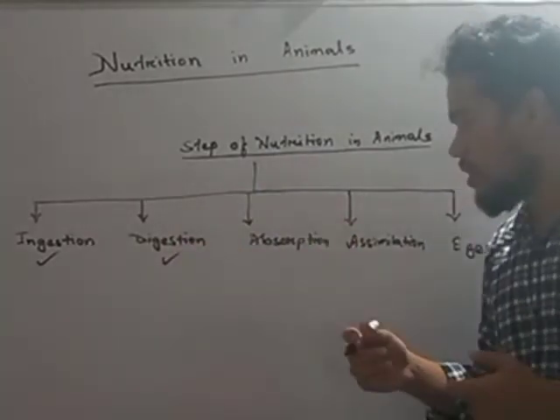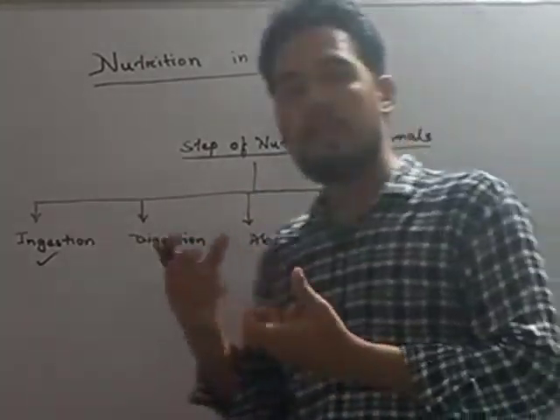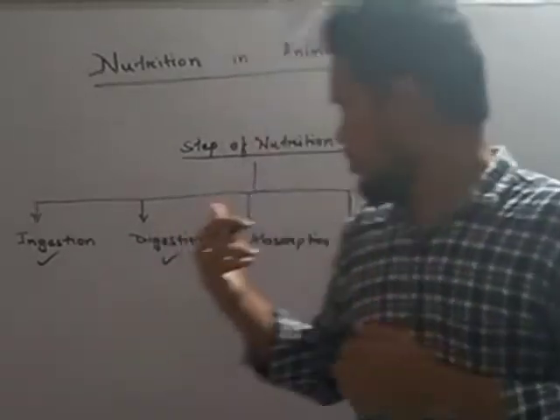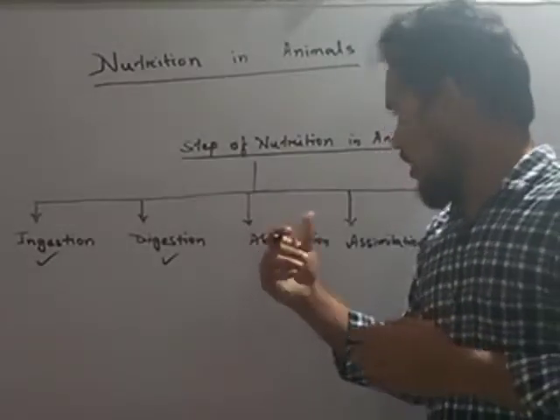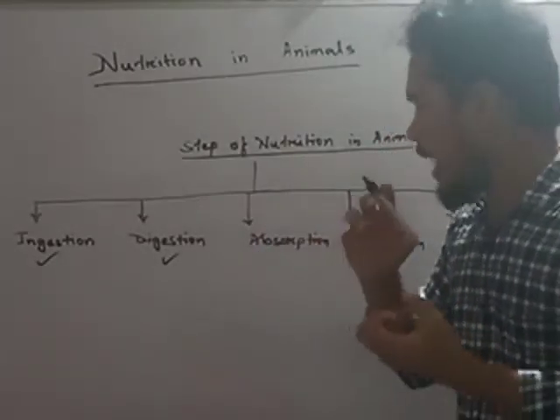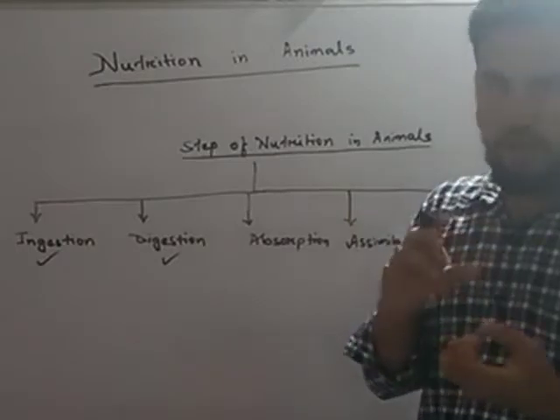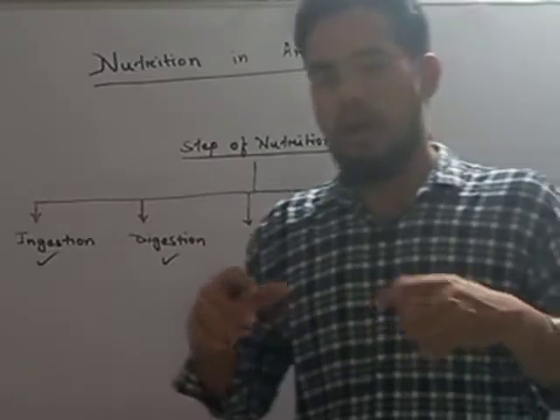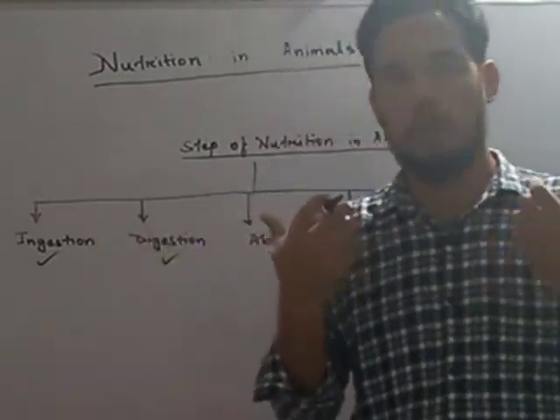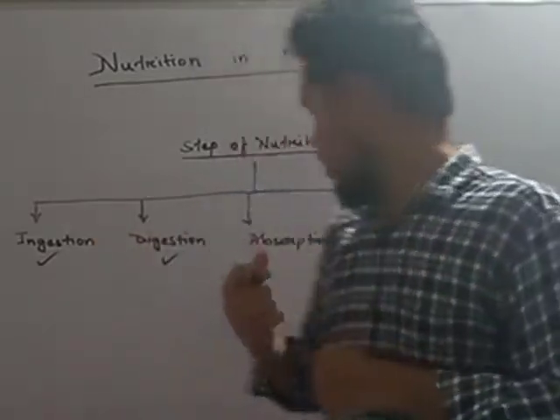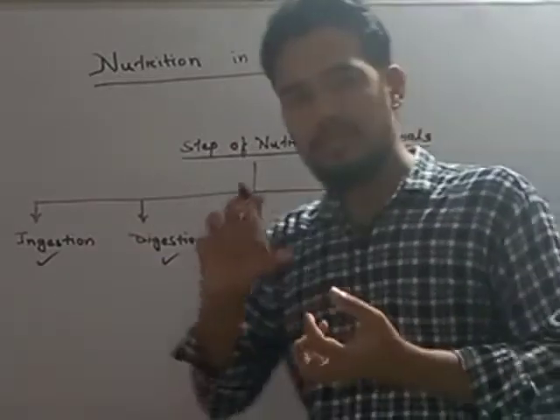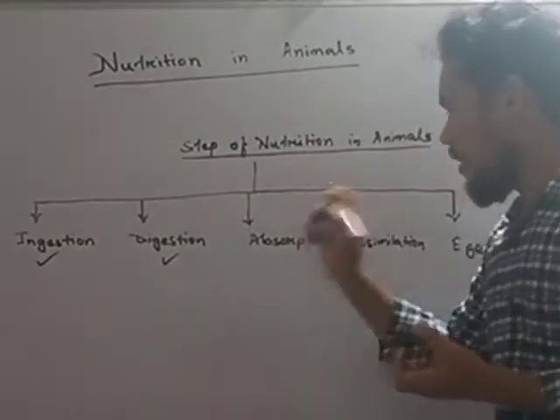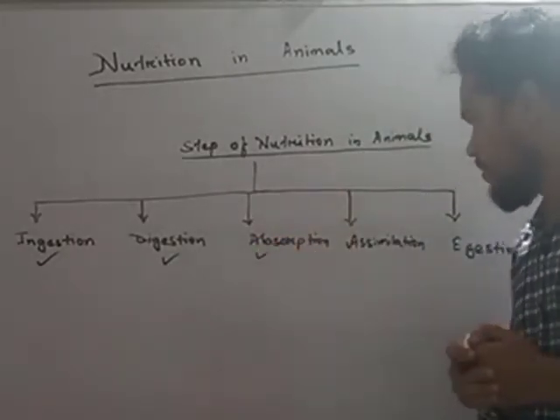Then absorption. After digestion, the third step is absorption. That means in this process, the food is absorbed by the blood, for energy, for betterment of our body, for development of our body. So the food absorbed by the blood is known as absorption.